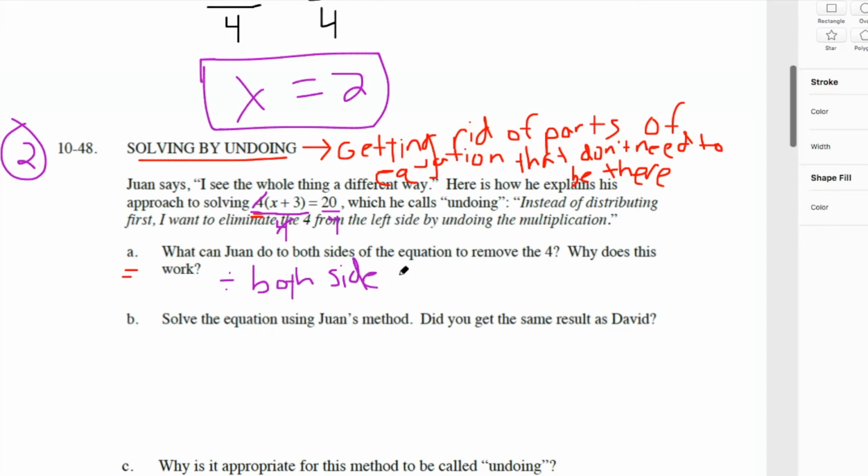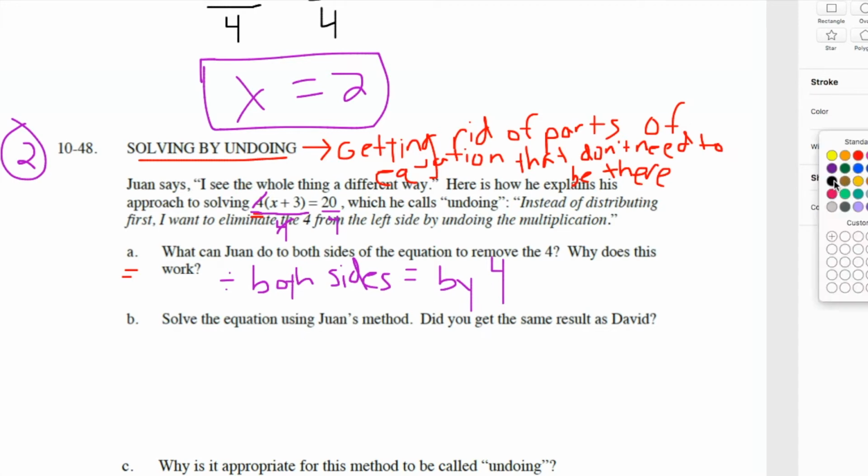Remember, equal means the two sides are balanced. They represent the same thing, just written differently. So if we divide one side by 4, we need to divide the other side by 4 to keep the equation balanced. Okay, solve the equation using Juan's method. Well, let's go ahead and move this down here.